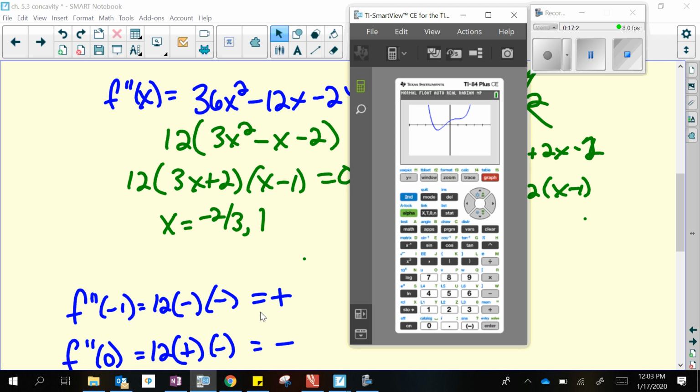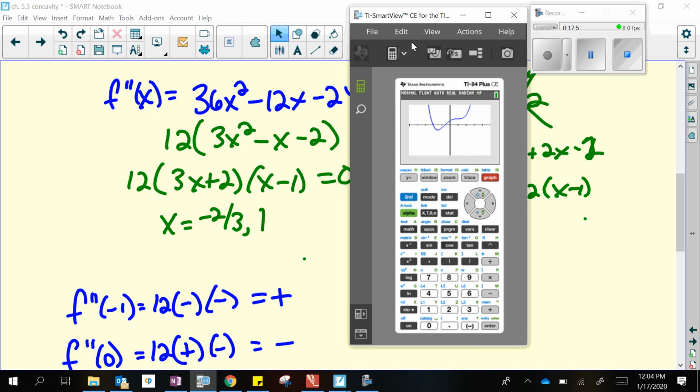So it's concave up along here, negative 2/3 is about right there, changes to concave down, and then at 1, it's changing to concave up again. Okay, does that make sense? Now, if we want to find out at negative 2/3 where to actually graph that point, we would want to plug in negative 2/3 into what? Not the first derivative, but the original function, okay?